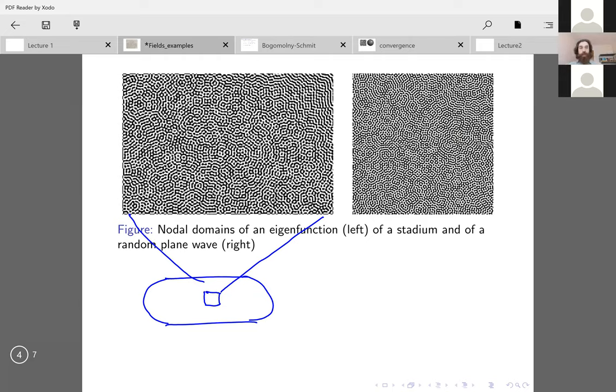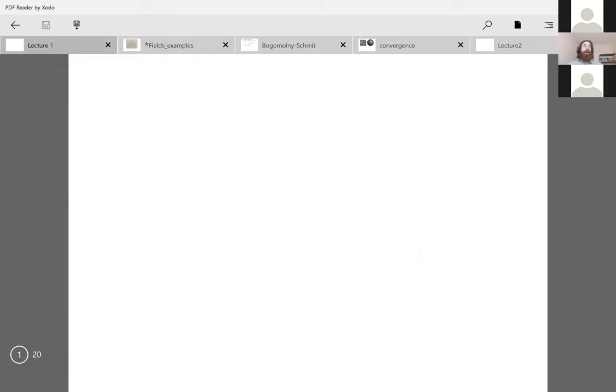And the right picture is a certain Gaussian field. I will describe it in more detail later on, but it's quite clear that these two functions are somewhat similar, but the left picture is absolutely deterministic and the right picture is random. And what is even more interesting is that the left picture, if I replace the stadium by some other domain, and if I change the eigenvalue, stays the same. So this is a random field, which is a universal model for high energy eigenfunctions of the Laplacian.